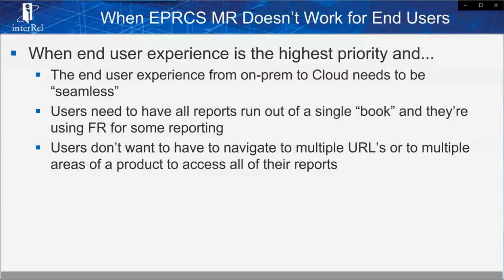So here are the situations when MR may not work out for your end users. The biggest consideration here is when end user experience is your highest priority as you move to the cloud, and you need the end user experience from on-prem to cloud to be completely seamless, and users need to have all reports run out of a single book, or maybe they're using some reports in a single book and they're using FR for some of the reporting. And or users don't want to have to navigate to multiple URLs or to multiple areas of the product to access all the reports. So if you really need your end user experience to be of the highest priority, any one of these three things could be a deal breaker for you.